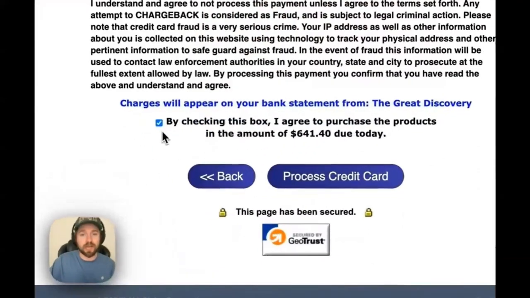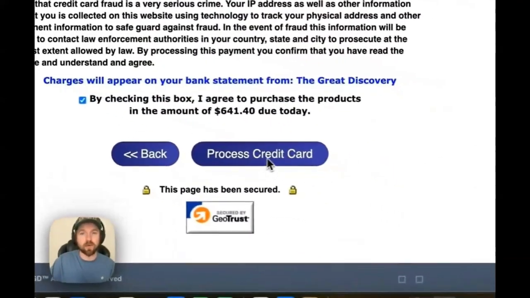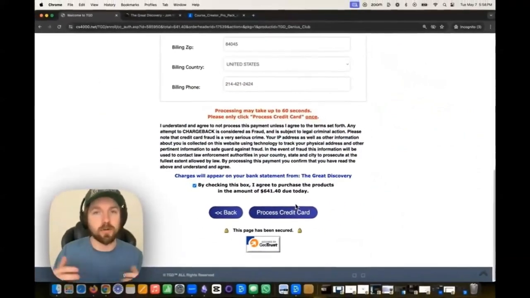Then make sure to click on the checkbox and then click process credit card. Let it process for 30 seconds to a minute. It will then process, and then you'll see the next screen.